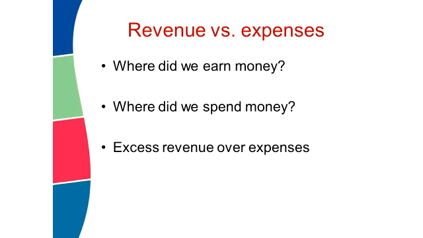The next statement is revenue and expenses. And this statement says, what money did we earn, from what sources, where did we spend it, and do we have extra money left over or not?